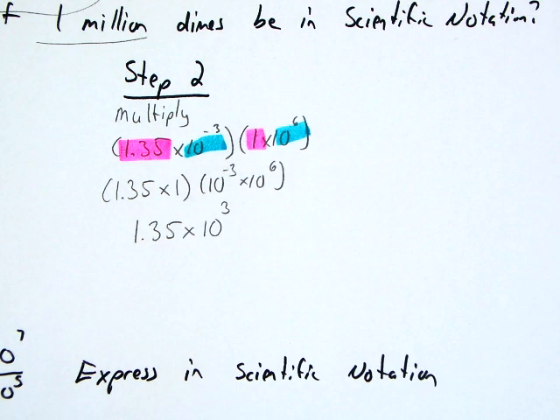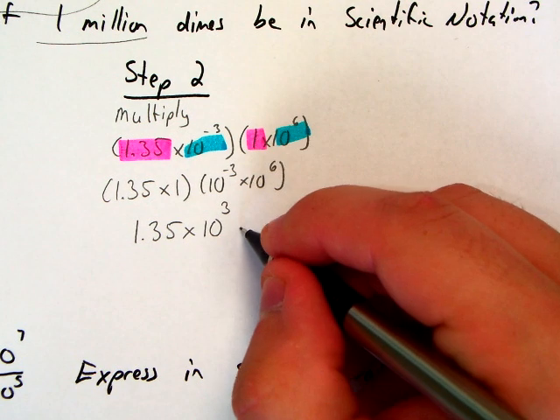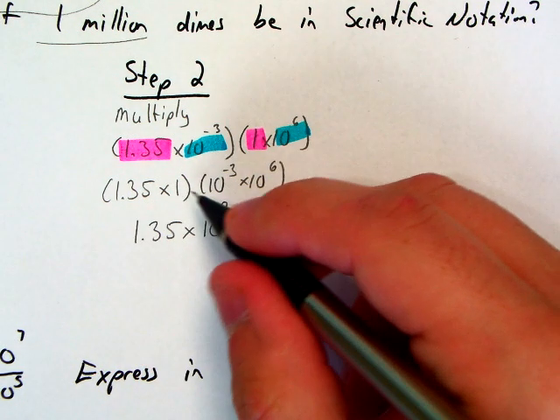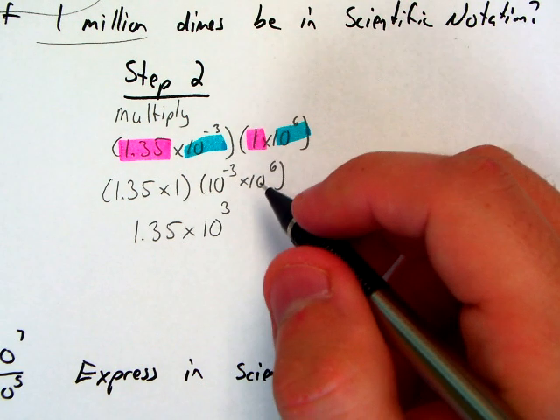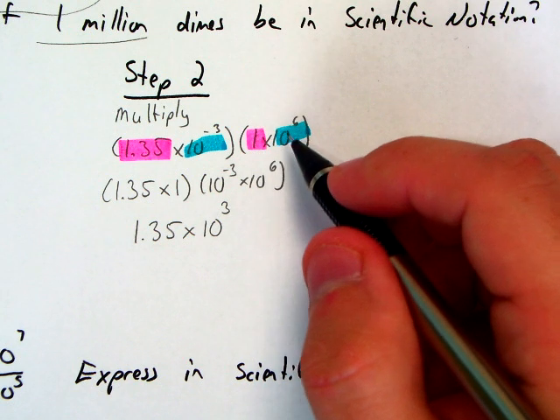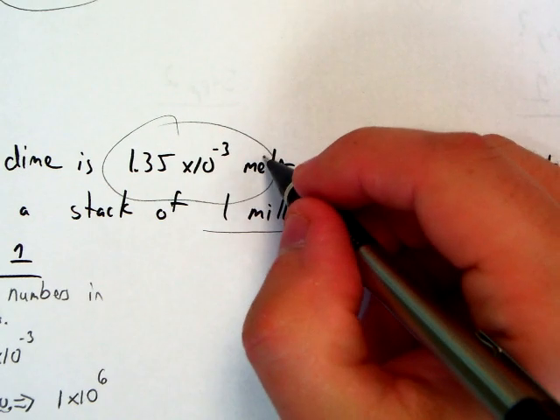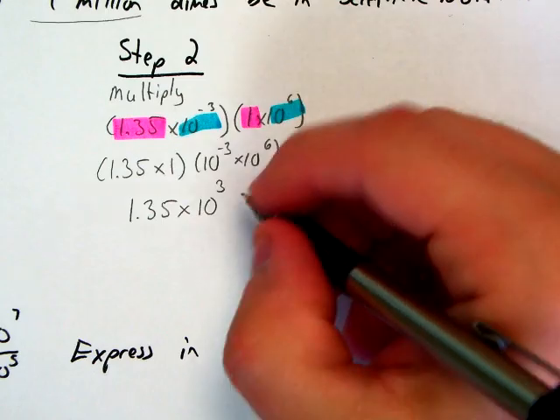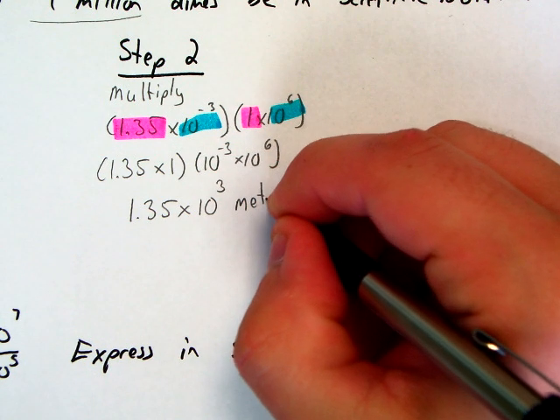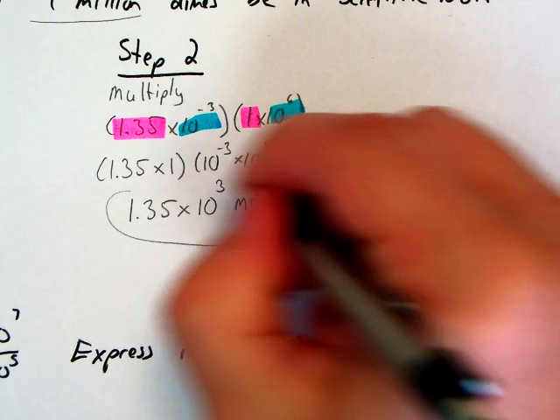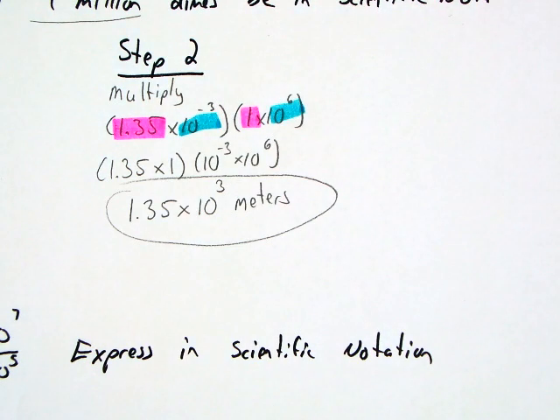And I multiply those two parts together. So this is what 1.35 times 10 to the negative third and 1 times 10 to the sixth multiplied together. Now it does say we have units, so we have to include units. So a million dimes would be 1.35 times 10 to the third meters thick.